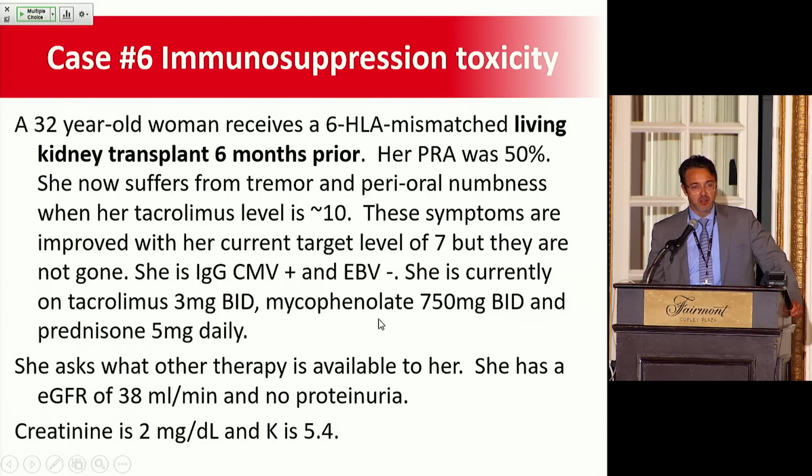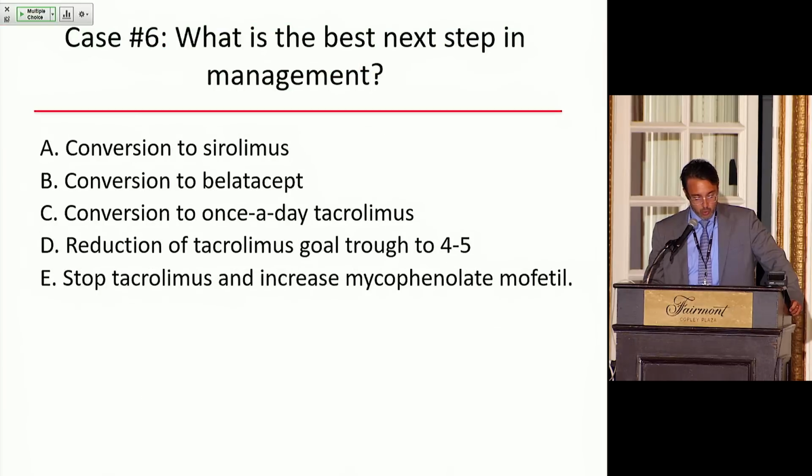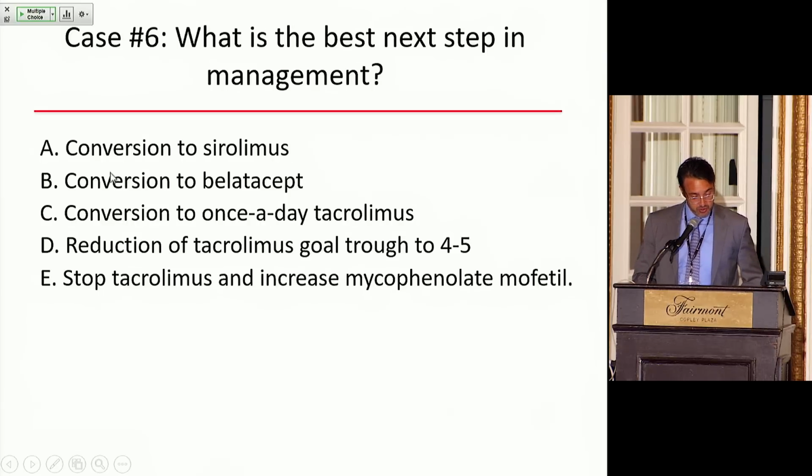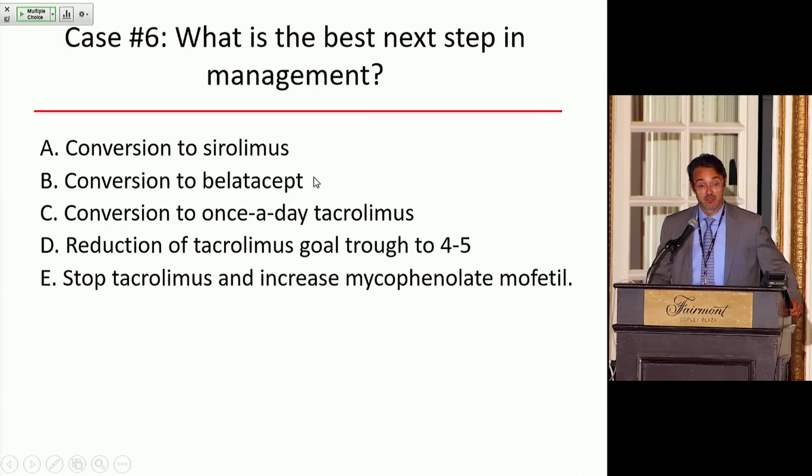This is a major challenge we face with patients after transplant, that sometimes they have very specific side effects that affect the quality of life, and they get very fixated on that and want to change it. So the question is, what's the best next step in management for this patient? Should you convert to sirolimus, one of the mTOR inhibitors? Should you convert this patient to belatacept? Should you convert this patient to once-a-day tacrolimus? Should you reduce the trough level target to 4 or 5? Or should you just stop the tacrolimus and increase the mycophenolate dose?